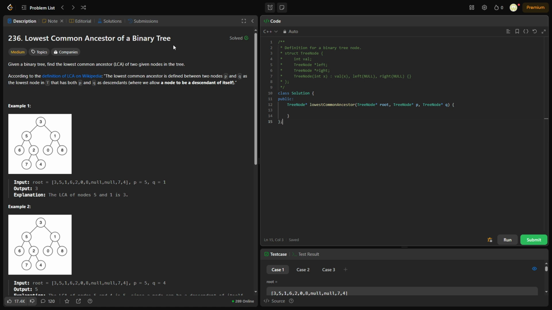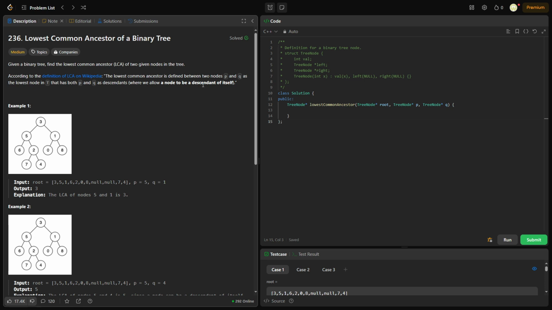So again, this problem, just like 235, we have an LCA we have to find of P and Q. Maybe I shouldn't say it so matter-of-factly, because maybe you haven't done 235, but I do recommend you do 235 first, before you do LeetCode 236. A lowest common ancestor is defined between two nodes P and Q as the lowest node in T that has both P and Q as descendants, and a node is allowed to be a descendant of itself.